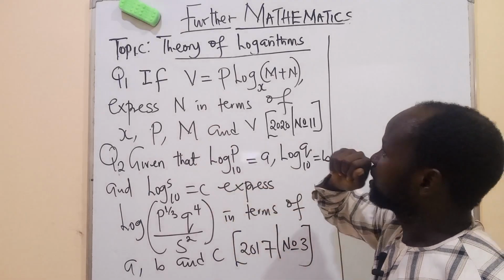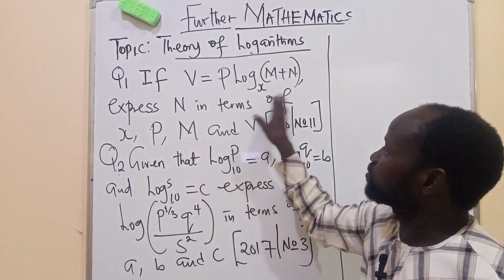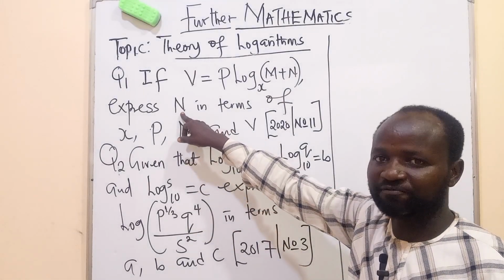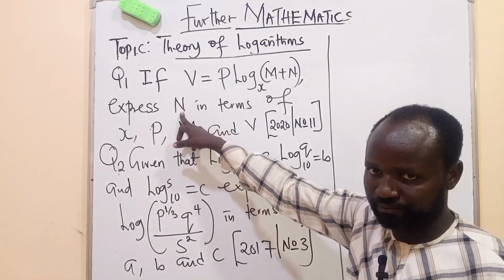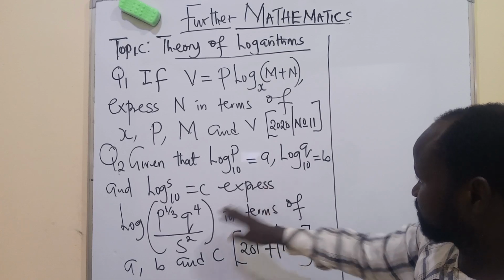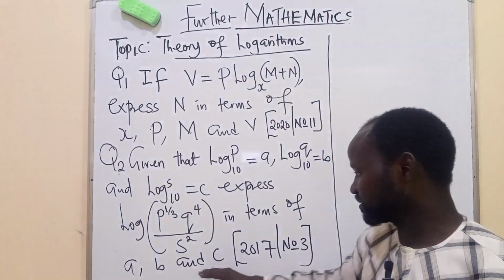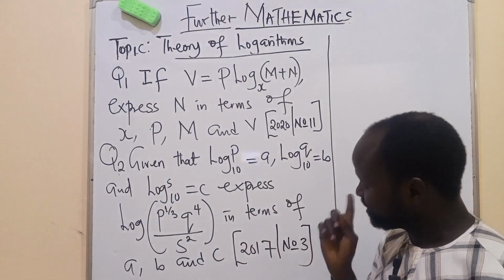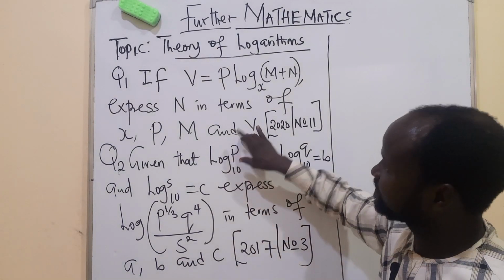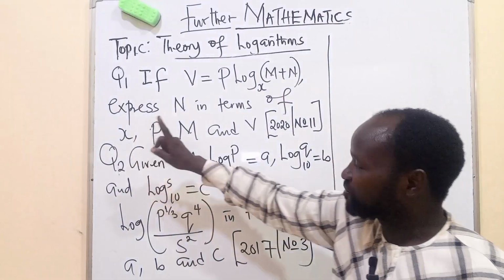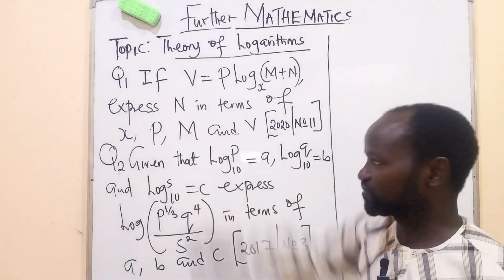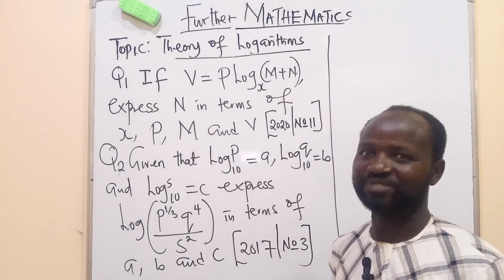Question 1. We are asked to express n in terms of x, p, m, and v, which means make n the subject of the formula, or the subject of the relation. The same thing here. We are asked to express this in terms of a, b, and c. It means our final answer must be a, b, and c. The same thing here. Our final answer must be x, p, m, and v, meaning make n the subject of the formula. Let's look at how we can handle this together.